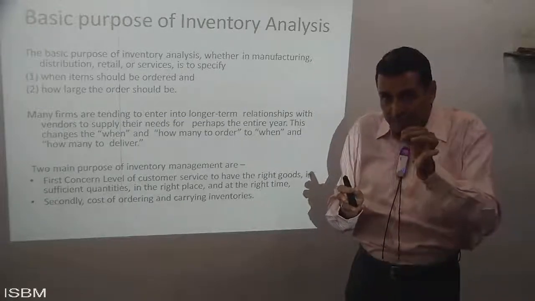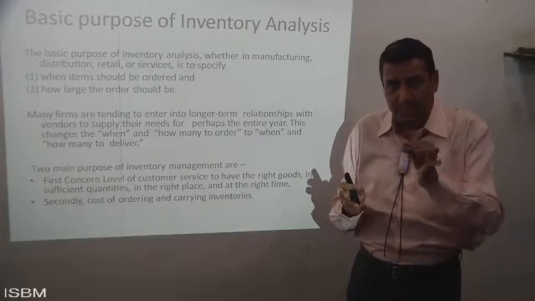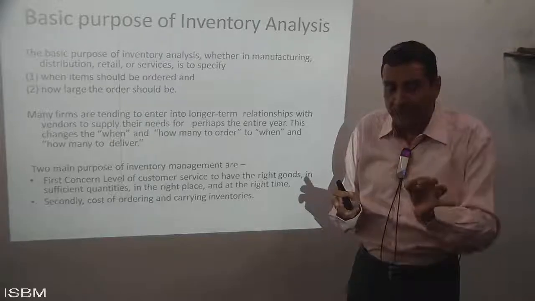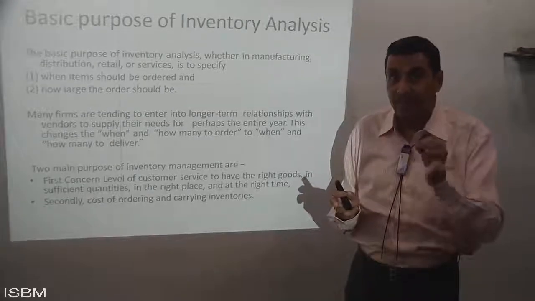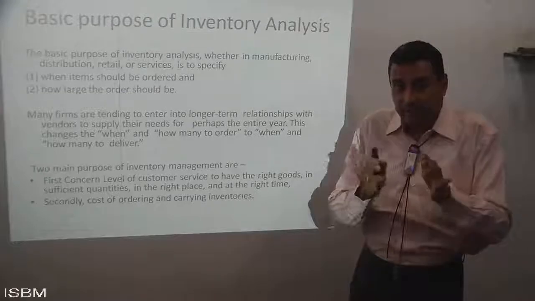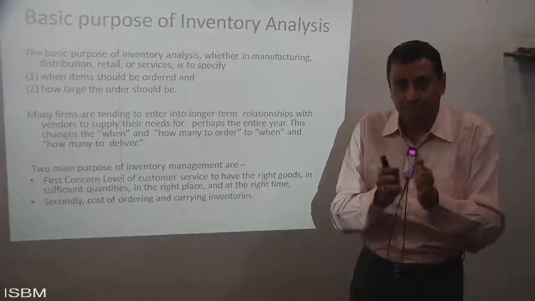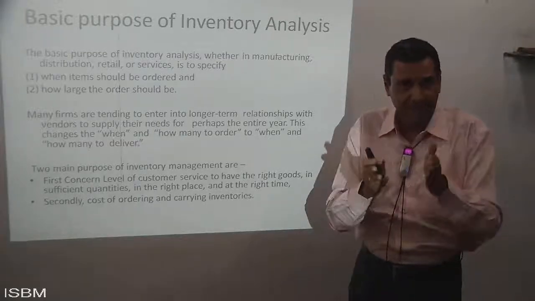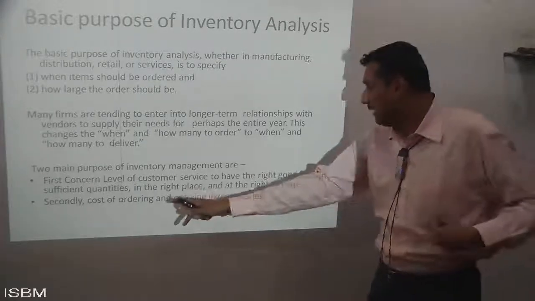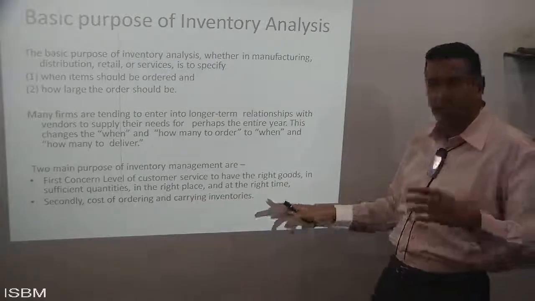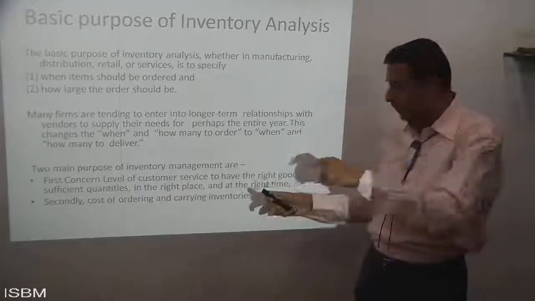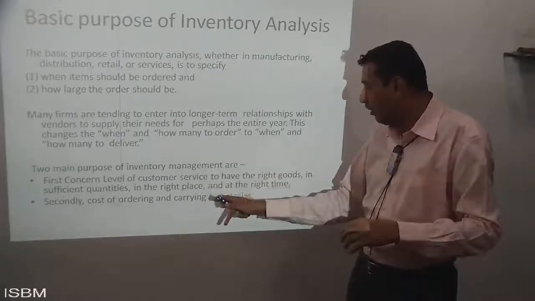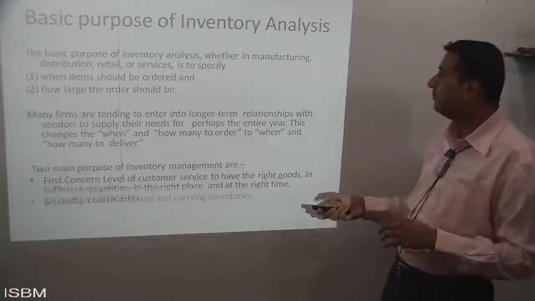If we want the goods to be delivered to a customer at the right time, we have to procure the raw material at an appropriate time, at an appropriate place and at an appropriate price, so that we achieve the objective of the organization. What is the objective? To ensure that goods are delivered to the customer at the right time, in the right quantity and at the right price. Secondly, the cost of ordering and carrying inventory. This part we are going to take up in a later slide. It is one of the most important aspects of inventory.